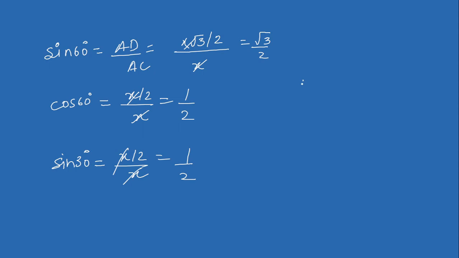Similarly, we can also find the value of tan 60, which will be root 3, and the value of cot 60, which will be 1 by root 3.